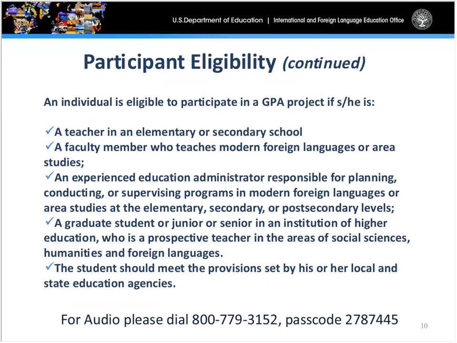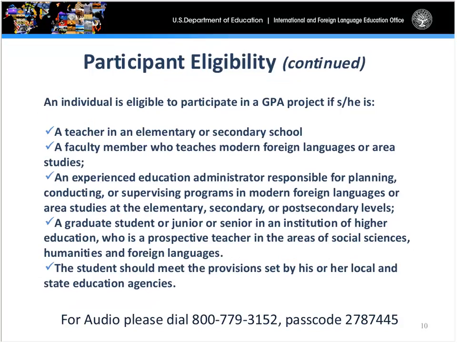So also, those participants have to be a teacher, a faculty member, an administrator, or a student, if they are junior and senior. The idea behind the junior and senior students is that we want to give experiences to those people who are going to go into the teaching career.